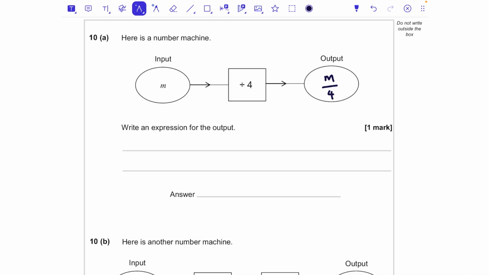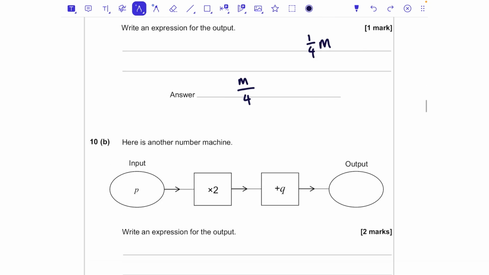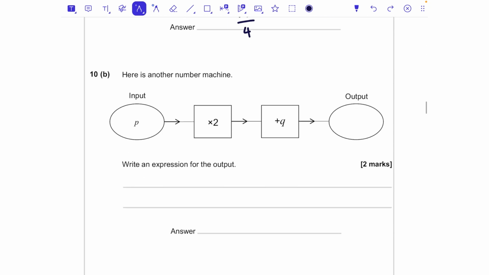Or you could put a quarter of M. Either of those would be absolutely fine. I'm going to go for M divided by 4. Try not to use this. This is not as good a way of writing it, even though it means the same thing. 10b, here is another number machine. P is going to get multiplied by 2, then add Q, and we're going to get our output.